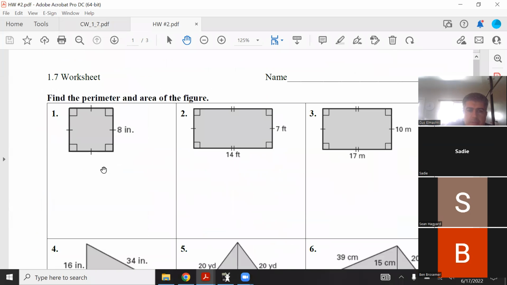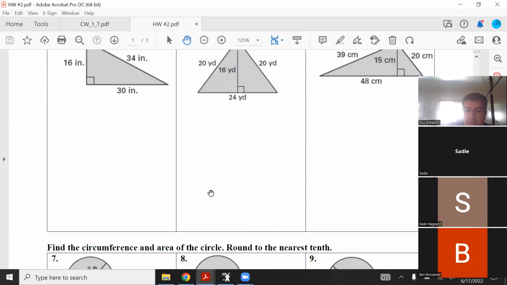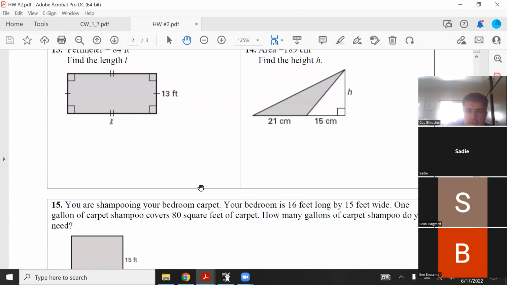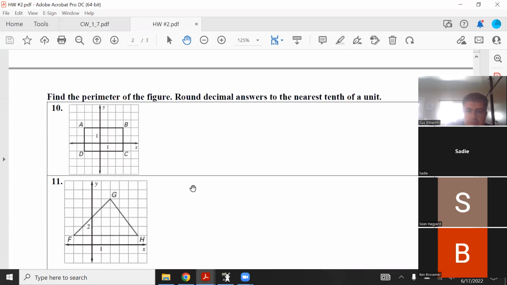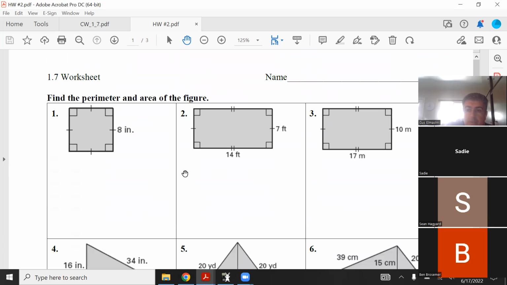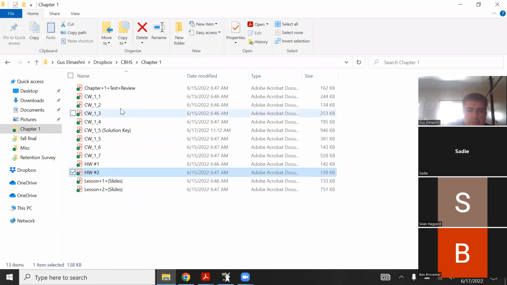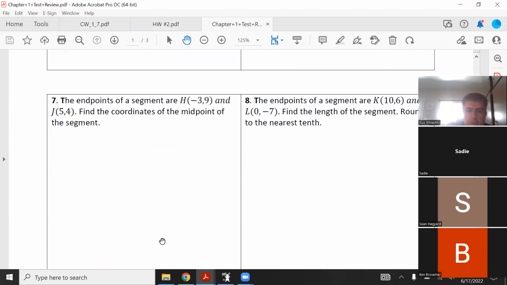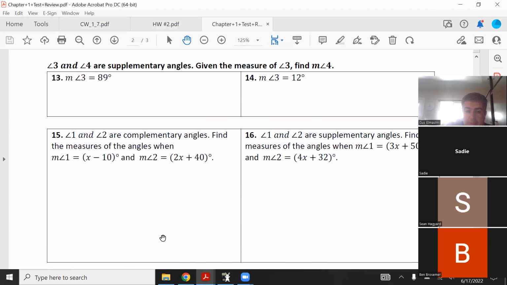And then there's a homework assignment that deals with the same thing. So I'll definitely have a video lesson that goes over the classwork, and then a worksheet for you guys to do for homework. And then there's a practice test. And also I'll work through the answer key on this as well and upload it.